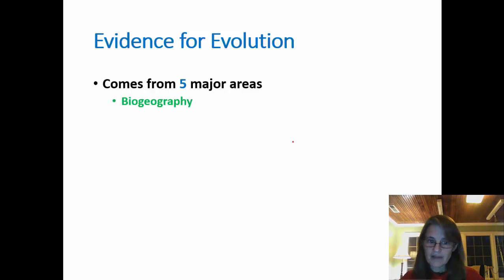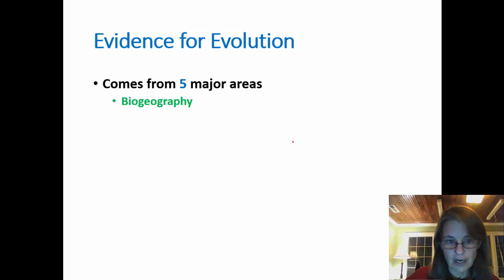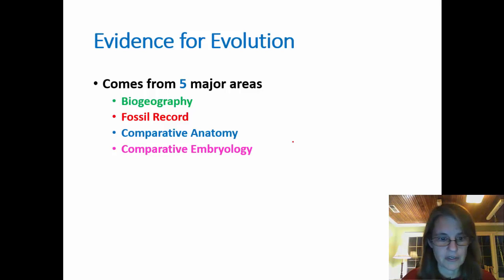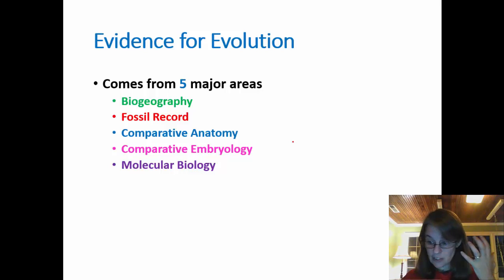Okay, these 5 areas are biogeography, which is the one we will talk about first, the fossil record itself, comparative anatomy, comparing the actual structures of different organisms, comparative embryology, comparing the development of different organisms, and the molecular biology that literally looks at the genes of different organisms and determines how related they are.